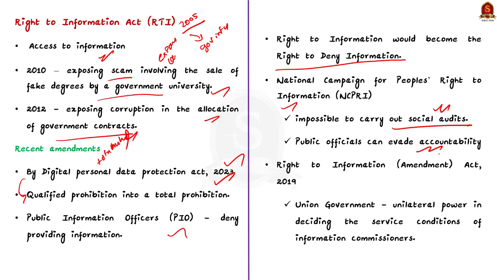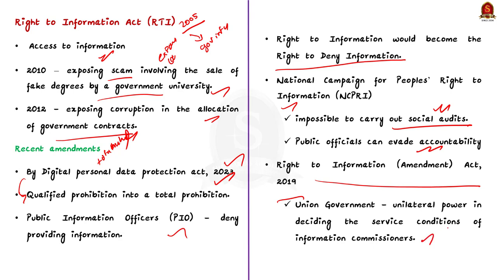Likewise, past amendments to the RTI Act have also raised concerns. For example, the Right to Information Amendment Act, 2019 gave the Union Government unilateral power in deciding the service conditions and tenure of the Information Commissioners.